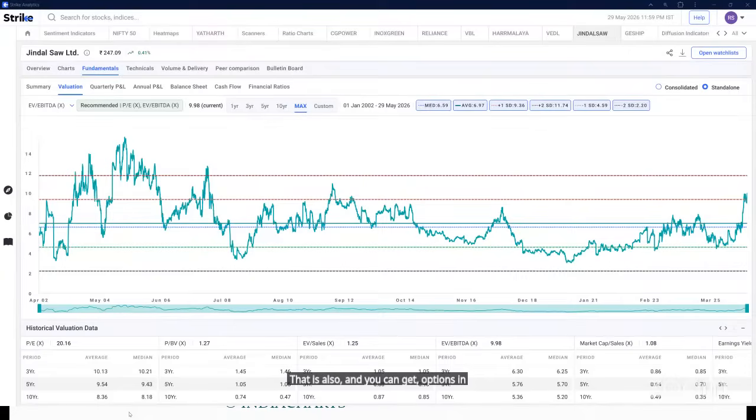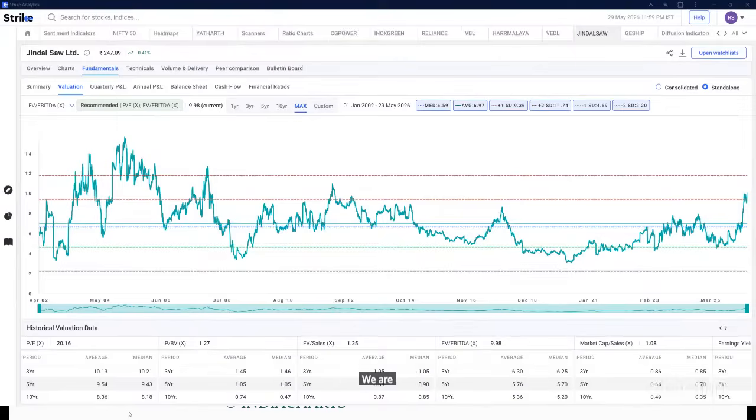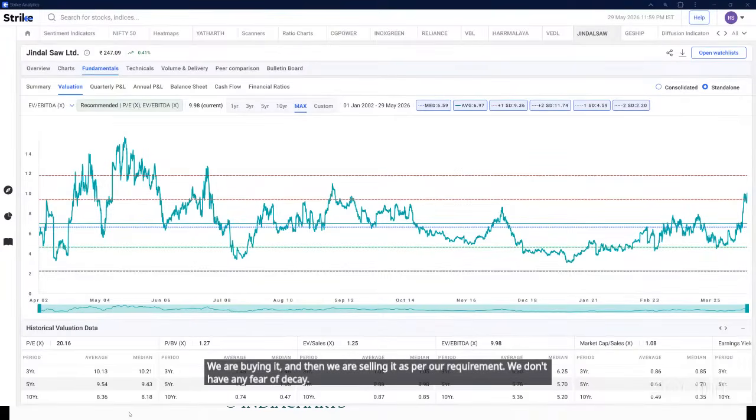for a monthly. So my question is, sir, can't we take futures for this kind of situation? Because I was doing some back testing, and I found that in futures we have the flexibility that whenever the market is going up, we buy it and then sell it as per our requirement. We don't have any fear of decay. So does this platform work best with futures, or will monthly options do?